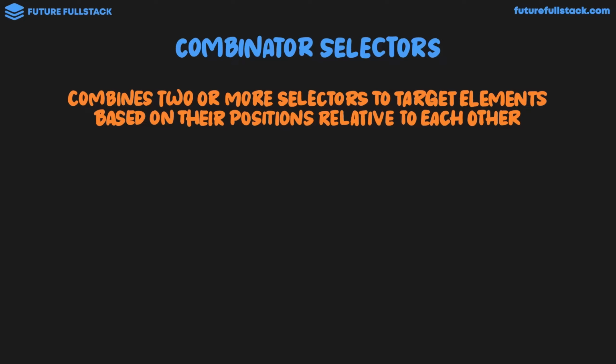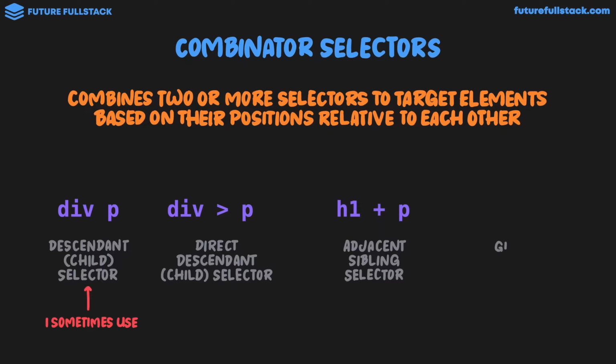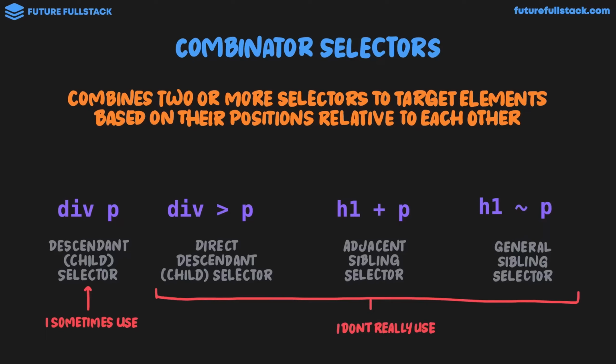There's four main types of combinator selectors. The first is called the descendant or child selector and looks like this. And this selector I do sometimes use. It's definitely the more commonly used one compared to the others we'll look at. The next combinator selector is the direct descendant or child selector and looks like this. The next one is the adjacent sibling selector, which looks like this. And the last one is the general sibling selector, which looks like this. Now, these three I don't really use, and they're not overly common. So as you can see, each of these selectors is combining two selectors, and we're going to go through each one now to see how they work.